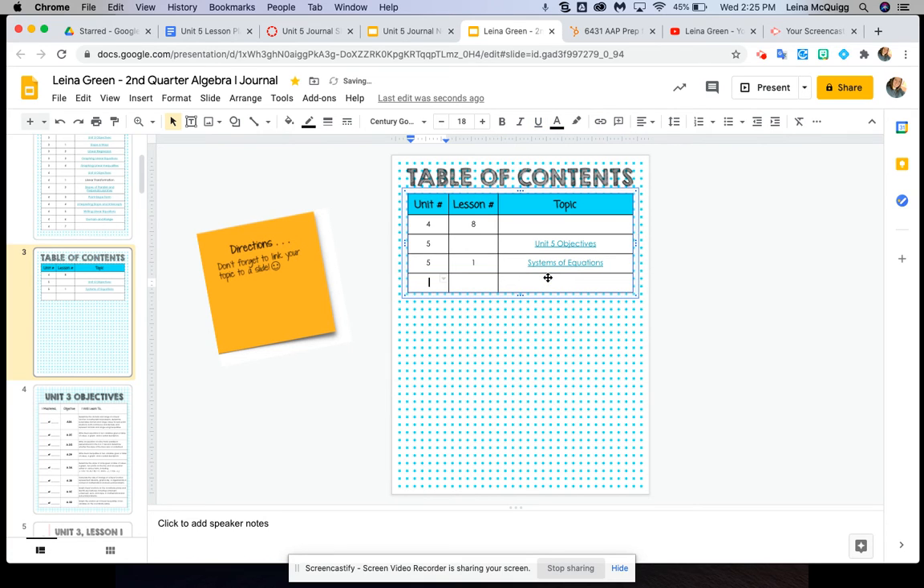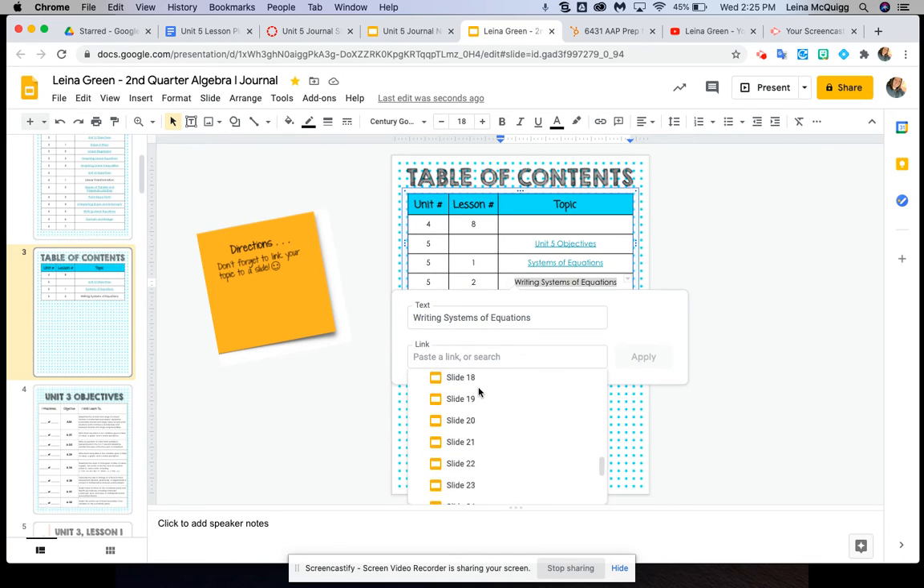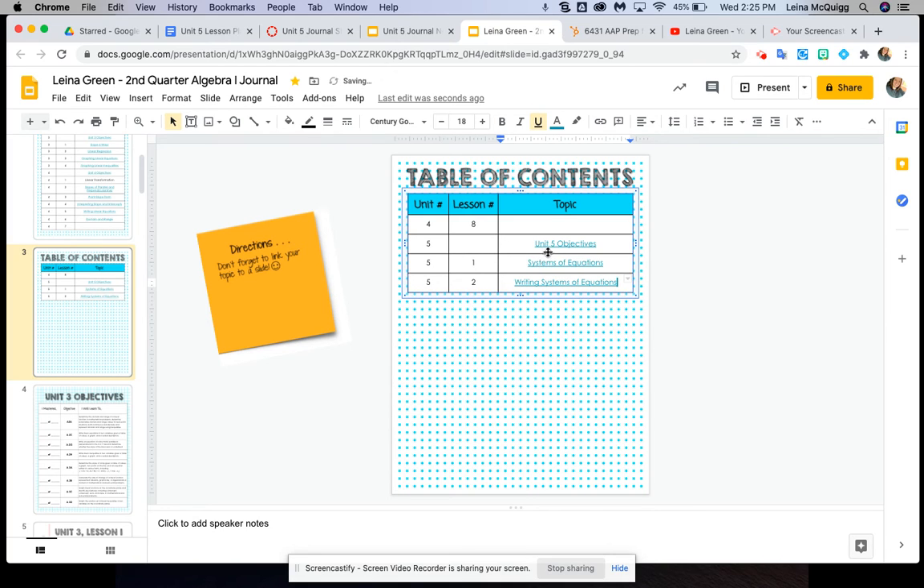And then the next one is Unit 5, lesson 2, and that's going to be writing systems of equations. You can go ahead and highlight that and link that to slide 26 and apply. Okay, so you should have your Unit 5 objectives linked, your Unit 5 lesson 1 systems of equations, Unit 5 lesson 2 writing systems of equations.